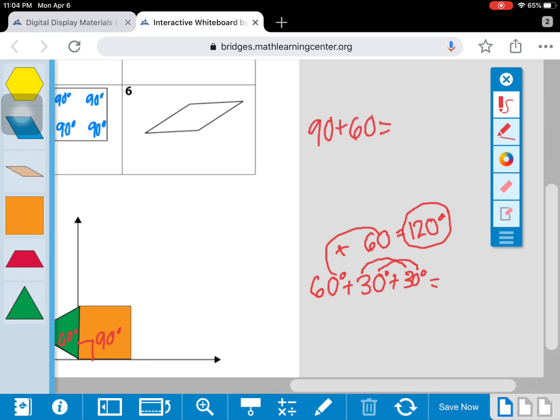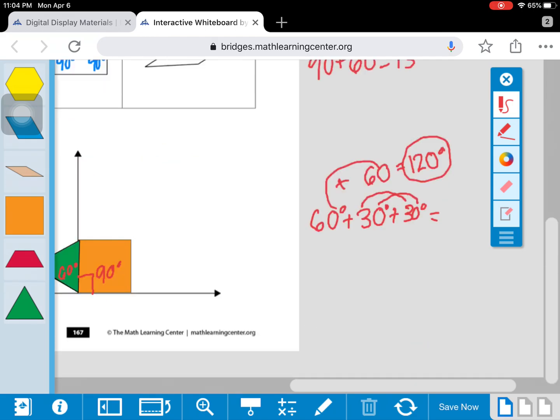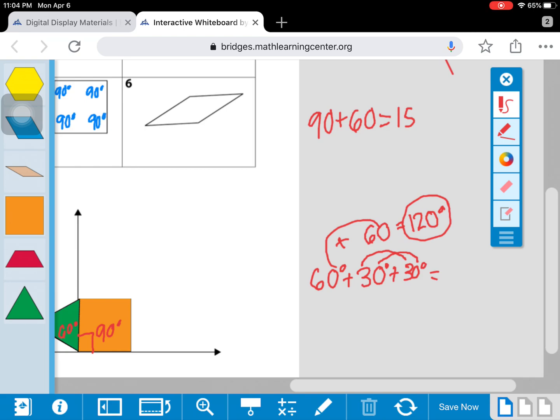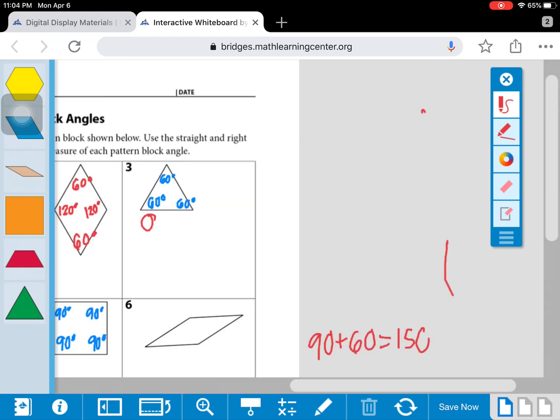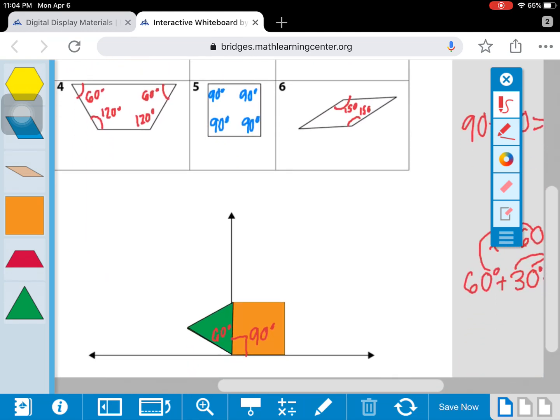Well, that is equal to 9 plus 6 is 15. 0 plus 0 is equal to 0. And remember, this is our last shape, so I saved the hardest for last. So we know that the obtuse angles in here are equal to 150 degrees. So our last two angles that we need to measure, I'm going to go down here.